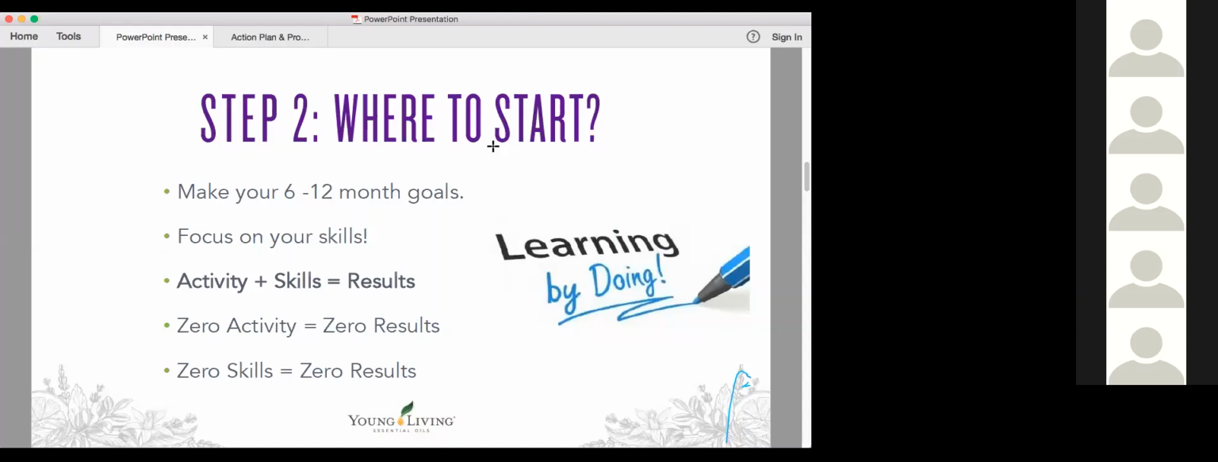The other important thing is the skills. So what do you need to know to get started? Do you know how to invite people? Do you know how to run a class? Now, there are so many resources out there that you can access to get the information about these things. Think about the things you need to know and write those down. What do you need to really work on in your skill level?